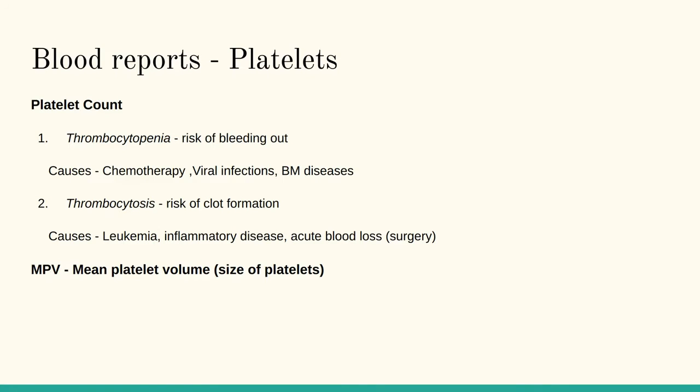Thrombocytosis is the increase of platelet count that would cause an increased risk of clot formation. The causes can be leukemia, inflammatory disease, and acute blood loss, especially like in a surgery. And the second value that we can obtain from a blood report regarding platelets is the MPV, which is similar to the MCV, the mean corpuscular volume. This is the volume or the size of platelets.